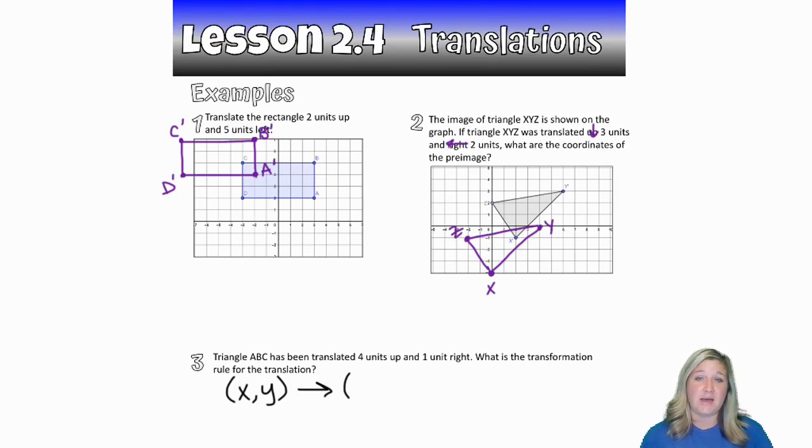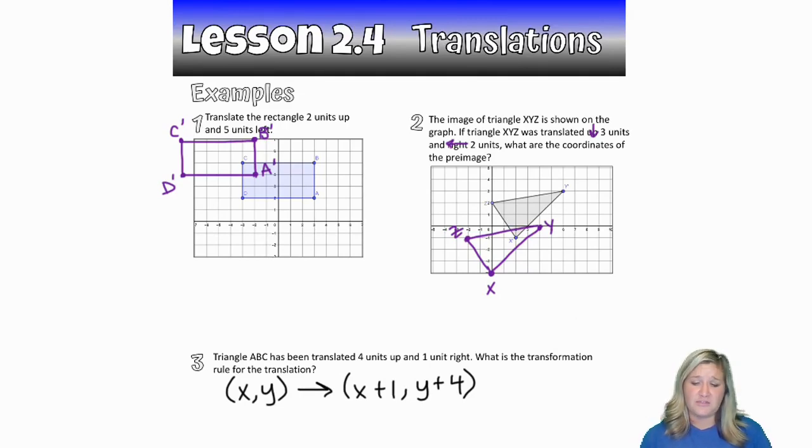This is what's really nice about it, and relates it back to algebra, because I can perform whatever this tells me on each x value for ABC and each y value for ABC and find out where those points are pretty quickly. It's been translated up 4 units. So up is going to affect my y, so I'll write it with y there. And then it's translated to the right 1 unit, and right is positive. So up and right are positive, down and left are negative, just like on any number line. So this would be the transformation rule.